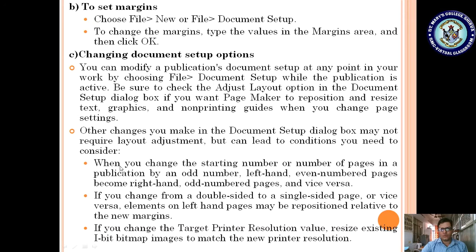Okay, when you change the starting number or number of pages in a publication by an odd number, left hand even numbered pages become right hand, or odd numbered pages and vice versa. So in the same sense you can also specify the page numbers. Whenever you make odd numbers, then even numbers should be on the right and odd numbers should be on the left. Okay, so vice versa, if you make it double side or single sided pages, the elements of left hand pages may be repositioned. Whatever elements are present, they will be repositioned.